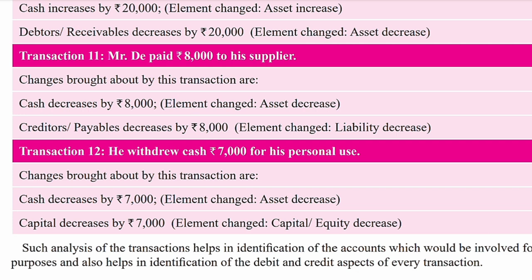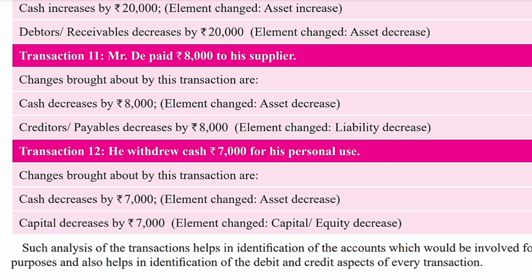This is a subsequent transaction that happened if you are buying goods or services from suppliers on credit, or we might be partly paying in cash, partly by credit. So if there is a credit element involved, this will be a subsequent transaction that happens. So what it's telling here is paying 8,000 rupees to his supplier.